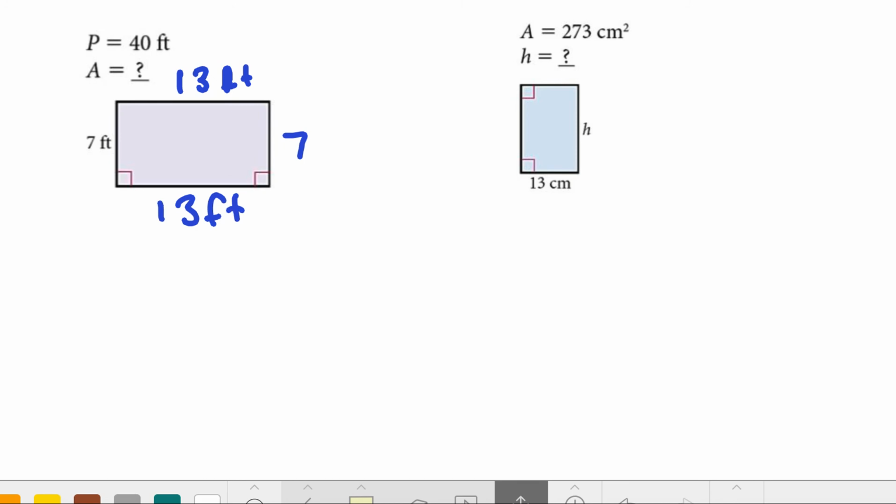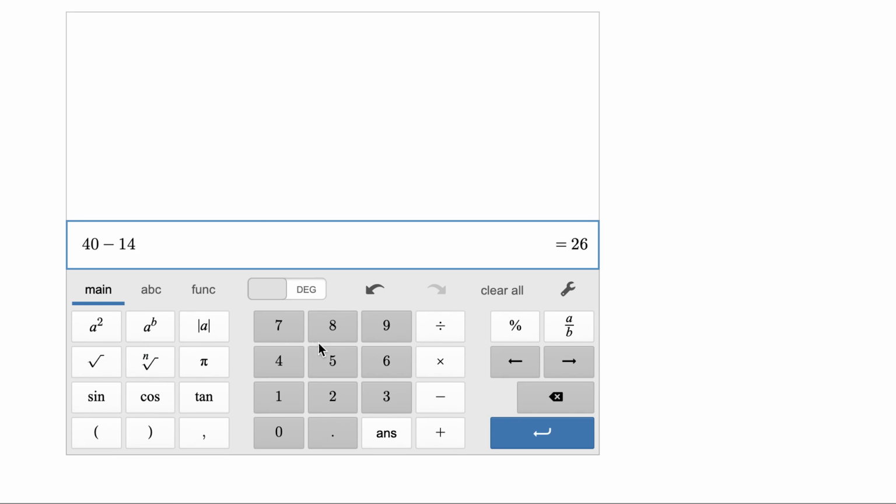Once I know the two sides of the rectangle, now I can find the area pretty easily, knowing that area is found by doing area equals base times height. I now just need to do 7 times 13. So area equals 7 times 13. That's not necessarily something I know off the top of my head. I could do it in my head, but for time's sake, I'm just going to do 7 times 13 on the calculator, and I get 91.